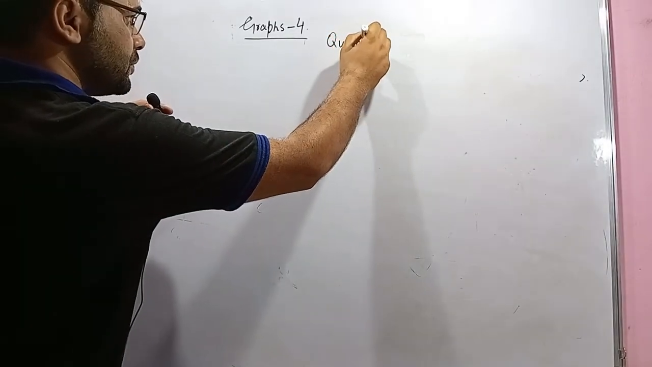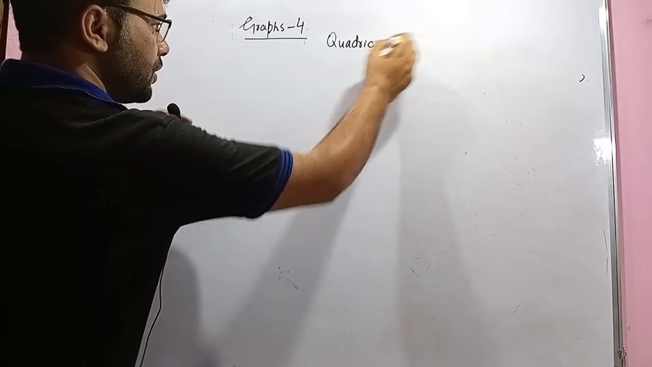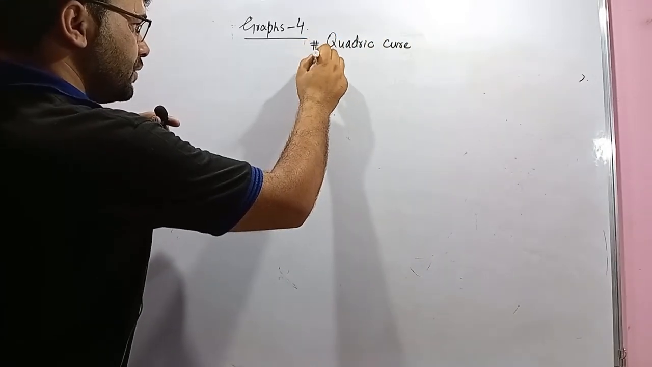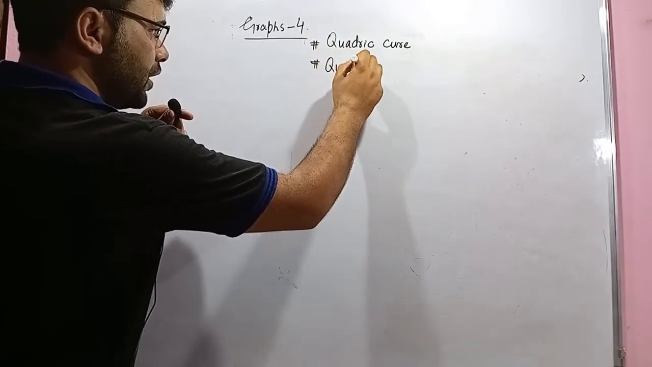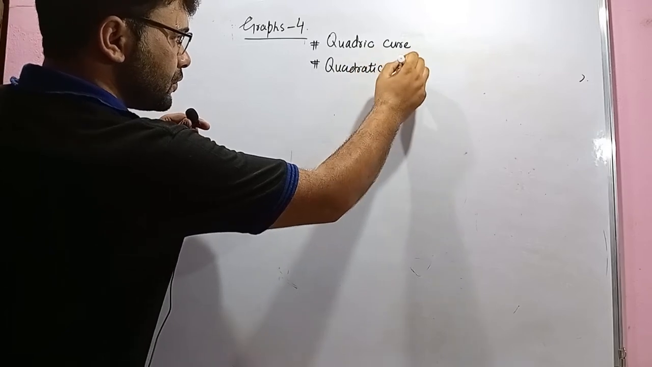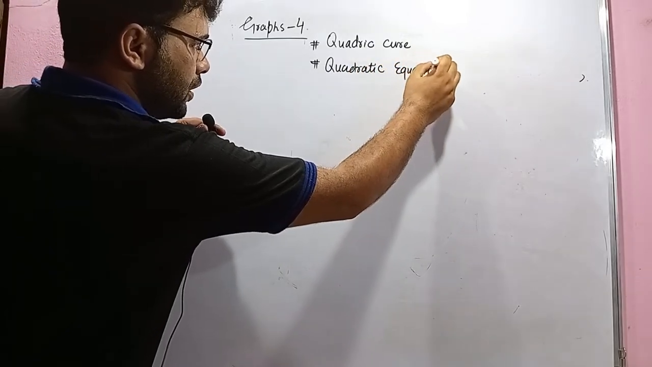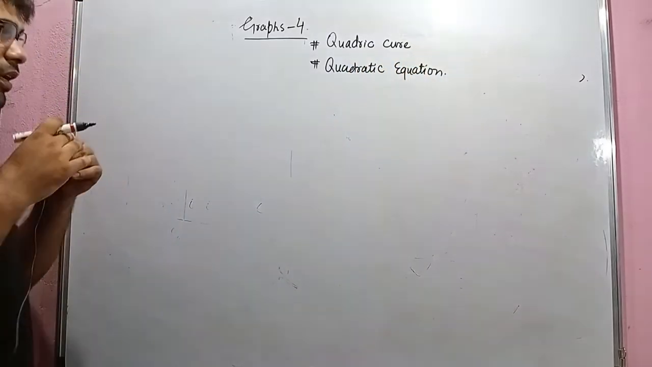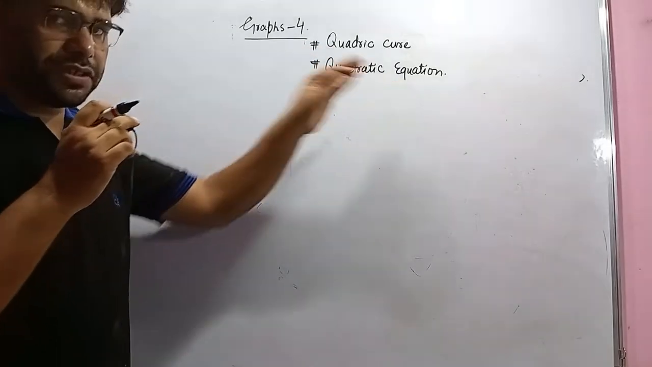quadratic curve number 1. Number 2, we have quadratic equation in this chapter. So we can see here the quadratic curve and the quadratic equation.